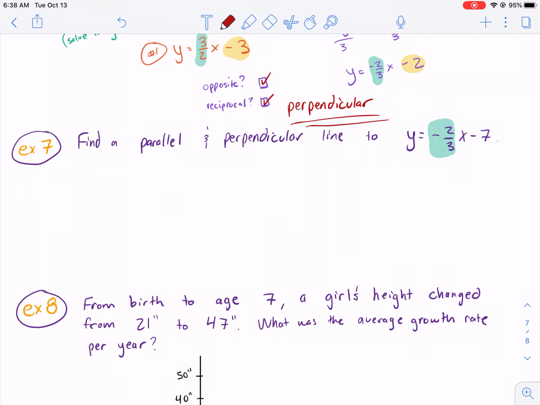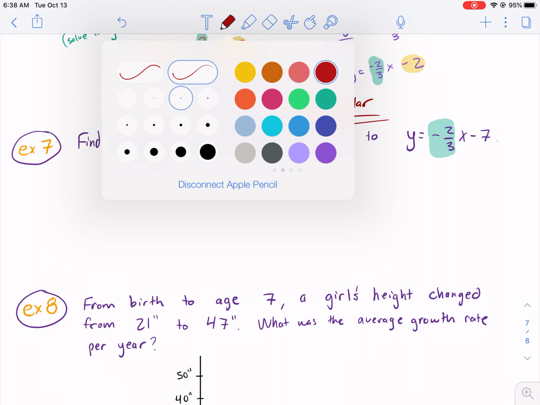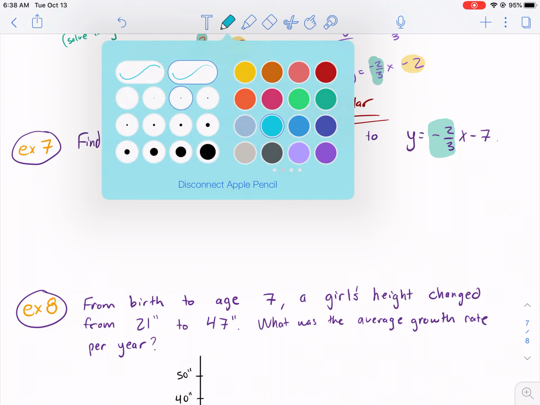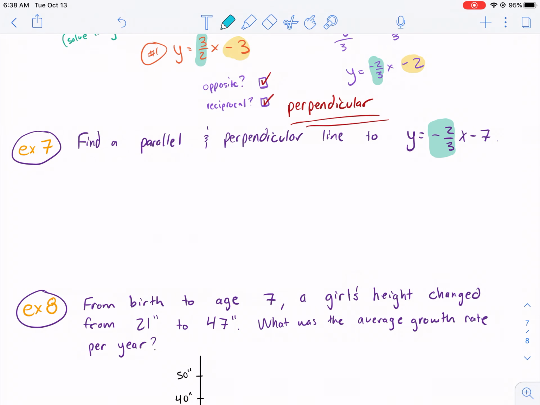Okay. So what do we want for a parallel line? Let's do parallel in blue. A parallel line, we want the same slope. So we're going to say y equals negative 2 over 3x minus 7. We want the same slope. Now, we don't want minus 7 though, because that's the same line. So we just need to change the y-intercept. The y-intercepts can be different. I'll make it just positive 3. We've been rolling with that.